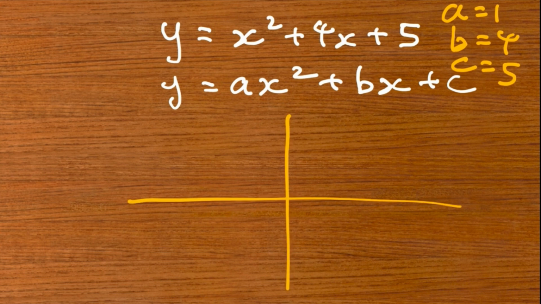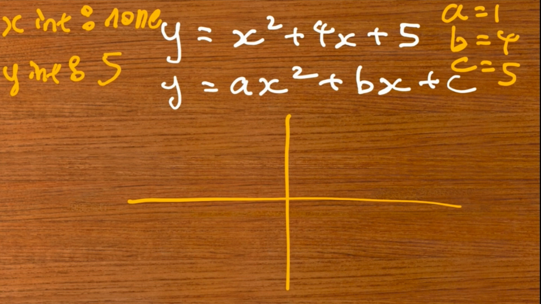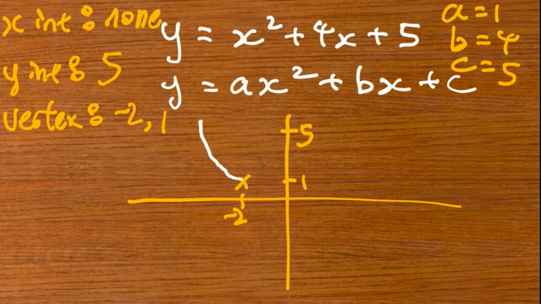So if you recall, our x-intercept, we have none, because the discriminant is negative. The y-intercept is equal to 5. And our vertex is located at (-2, 1). So let's plot the vertex first. (-2, 1) is located here, and 5 is over here. The y-intercept is 5. So this is the graph of our quadratic equation. There is no x-intercept, and the y-intercept is 5.